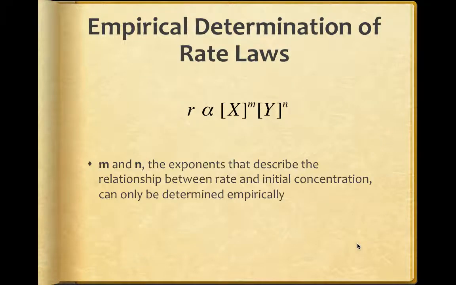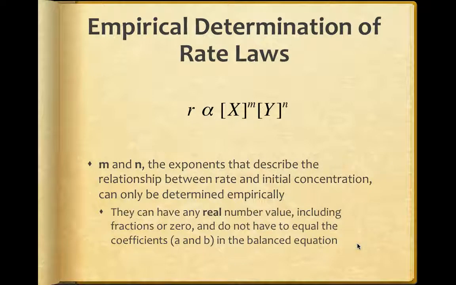So if we take that a little bit further, the M and N, as we said, are the exponents that describe the relationship between the rate and the initial concentration. Those can only be determined experimentally, and we're going to learn how to do that in part 2 of the lesson. For now, we're going to be given that information in all of the problems that we're going to do.